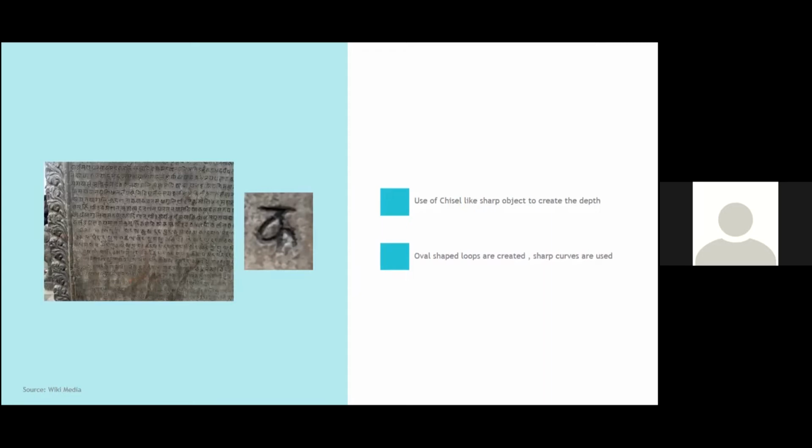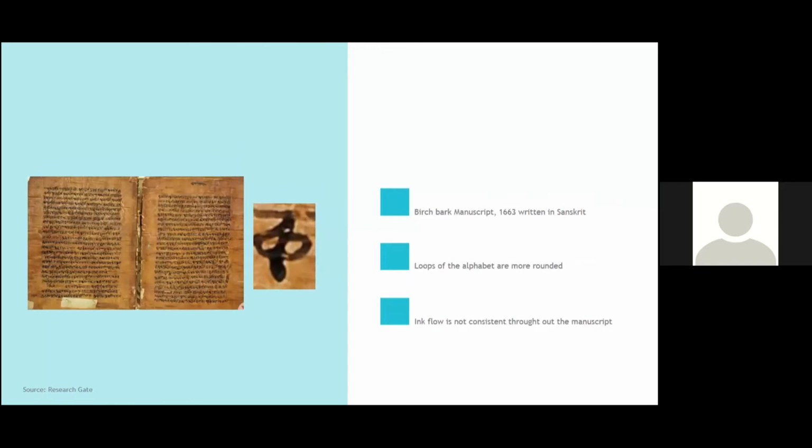We can see that the curves created for the loops in the Ka alphabet are comparatively short and somewhat pointed. It is more like an oval. Moving to another example, this is a manuscript on Birch Bark. Here we can see more curves added in the alphabet, somewhat similar to the curves we construct today, but the strokes are not very consistent in terms of the flow of ink.